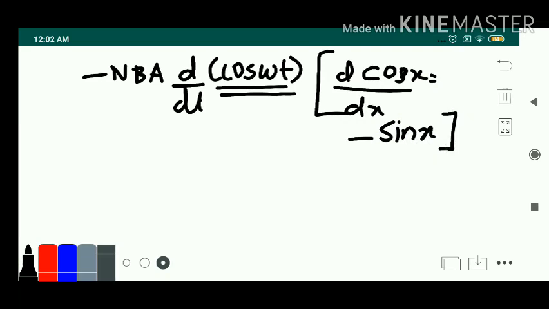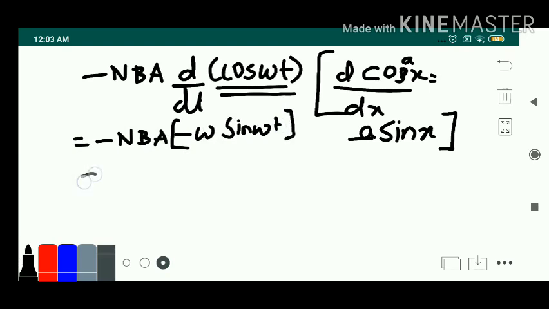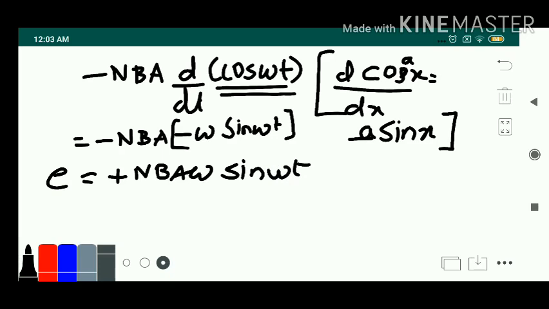Right? Clear? So here, the problem is that along with x there is a constant term, right? So that constant has to come outside. So the answer is minus a sin x, right? So here also it will be minus NBA, minus omega sin omega t. Right, so bring the omega outside and the minus comes off, it becomes plus NBA omega sin omega t. Right, you got an expression for induced EMF, guys.